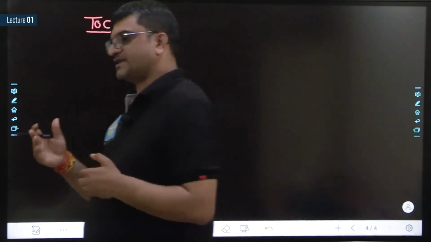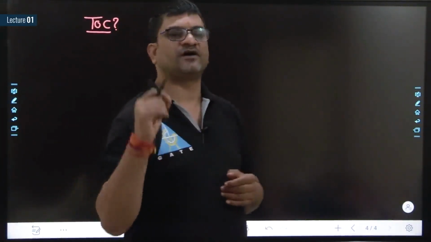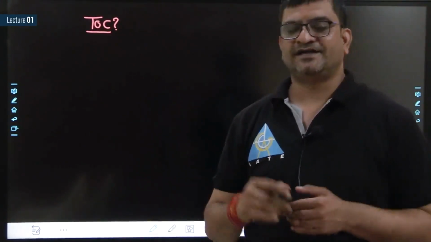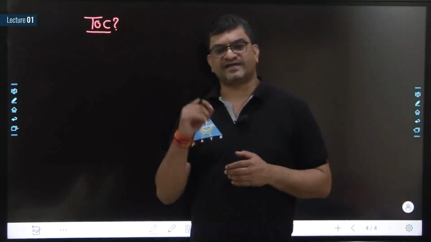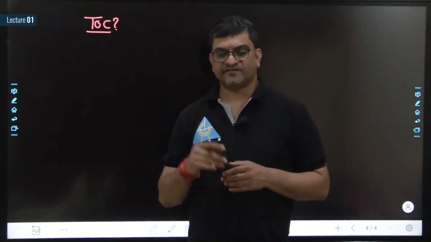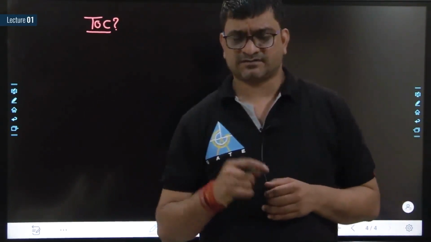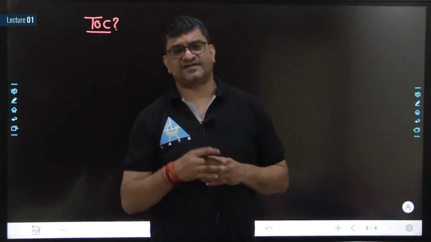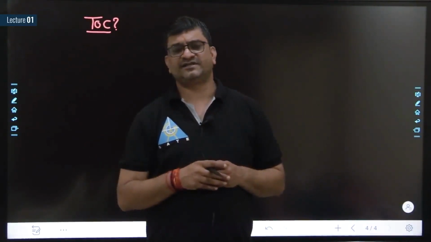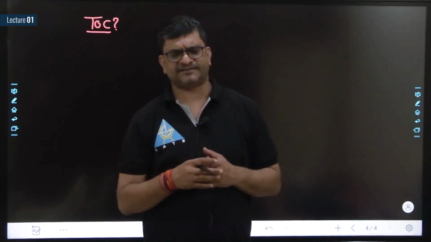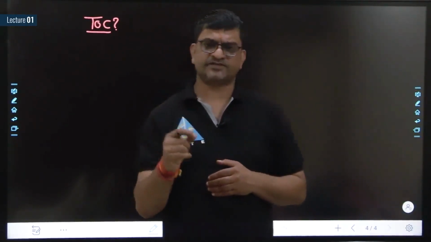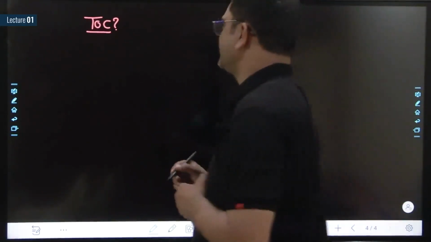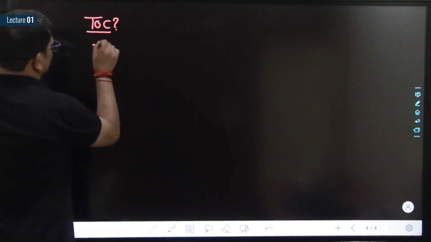Clear? Just like that, theory of computation is a blueprint of any machine. It is a mathematical model of any machine by which we can find out the capabilities and limitations of machines. That can be a calculator, any mechanical machine, computer, anything else. So what is TOC? It is a mathematical model.